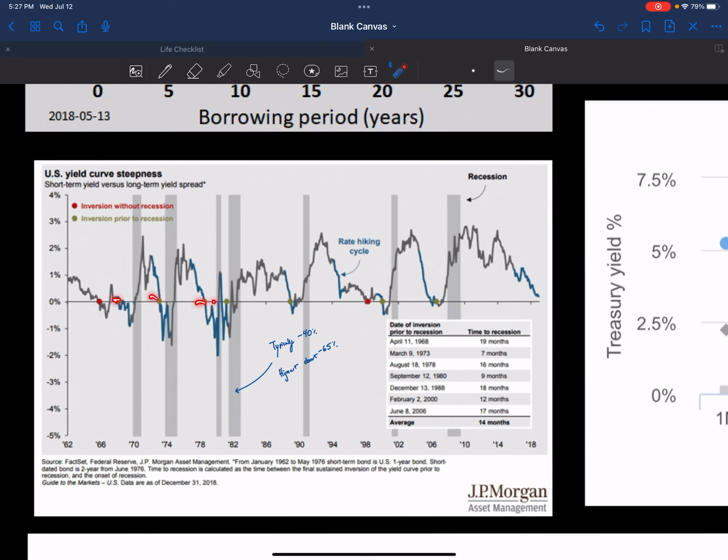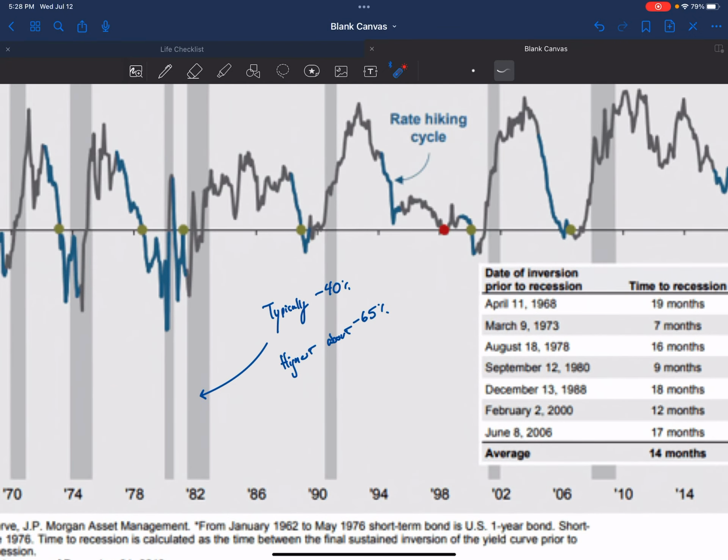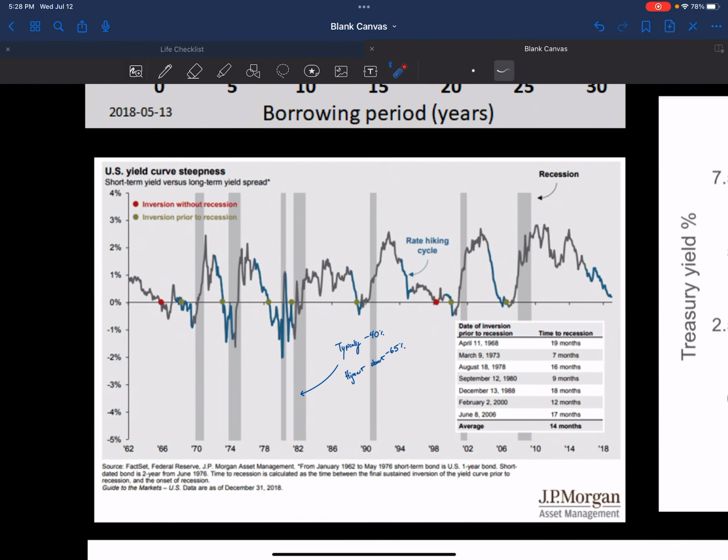You can see most of the time it's a very reliable metric, and I would even count the ones that just come and graze it. So you could say it's about a 80 to 90% chance that the yield curve predicts a recession. It's pretty accurate. It's one of the most reliable metrics. And we're usually talking about what a recession is. It's typically a 40 to 65% pullback of the stock market.